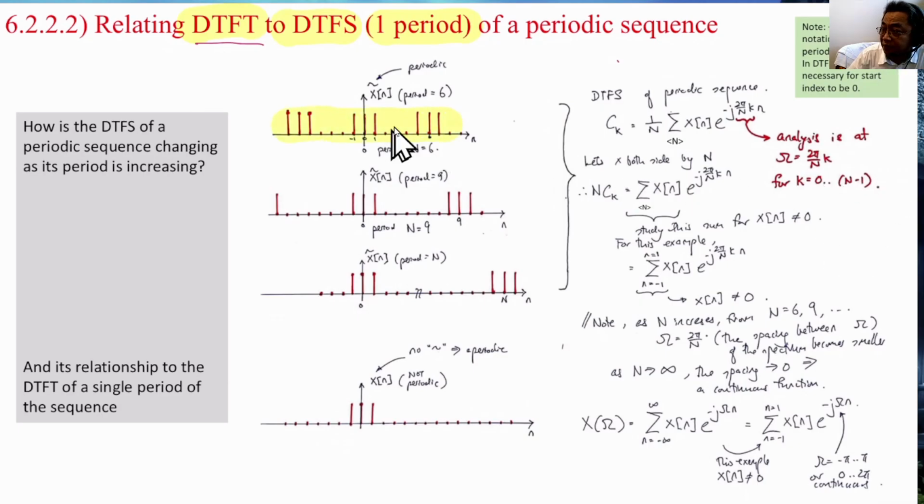Given a periodic sequence of N samples, let us now extend it to 9 samples and keep on extending it for larger and larger periods, maintaining the on periods, or the on samples, to be the same. That means all we are extending is the silence. When N tends to infinity, then we are back to an aperiodic sequence.